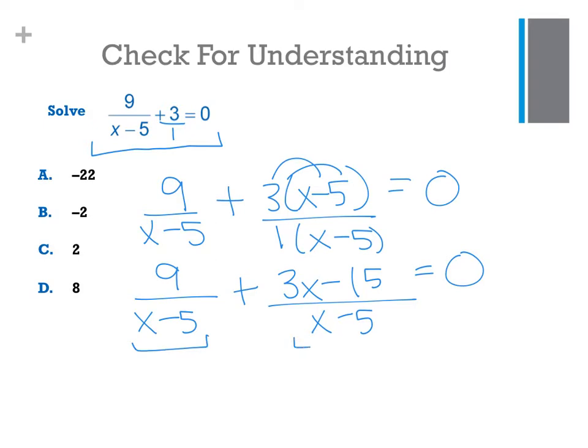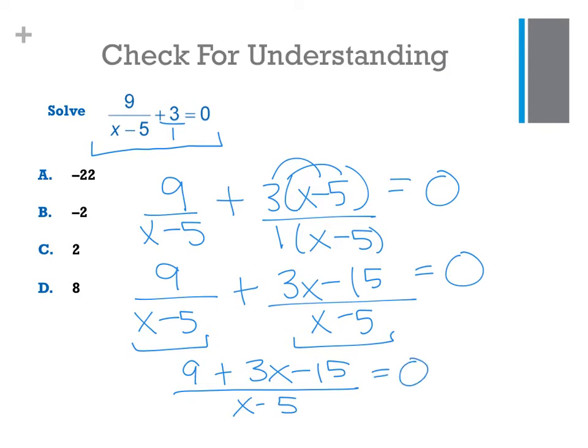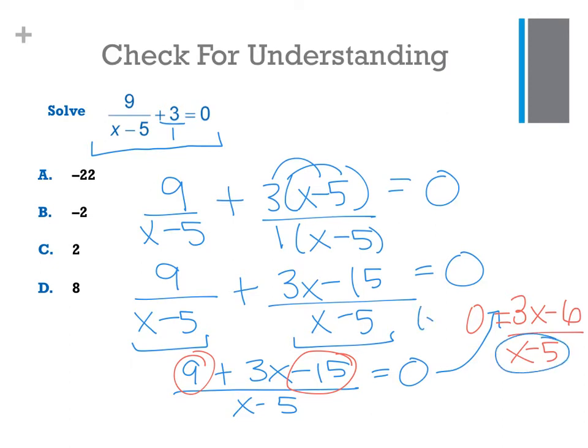And because I have a common denominator of x minus 5, I can now add my numerators. So I'm going to get 9 plus 3x minus 15 on top, all over x minus 5 equals 0. And if I simplify this, I can combine like terms. The 9 and the negative 15 can be combined for a negative 6 all over x minus 5, which is still equal to 0. Now, since I have 3x minus 6 over x minus 5 equal to 0, I can multiply both sides by x minus 5 to undo dividing by x minus 5.